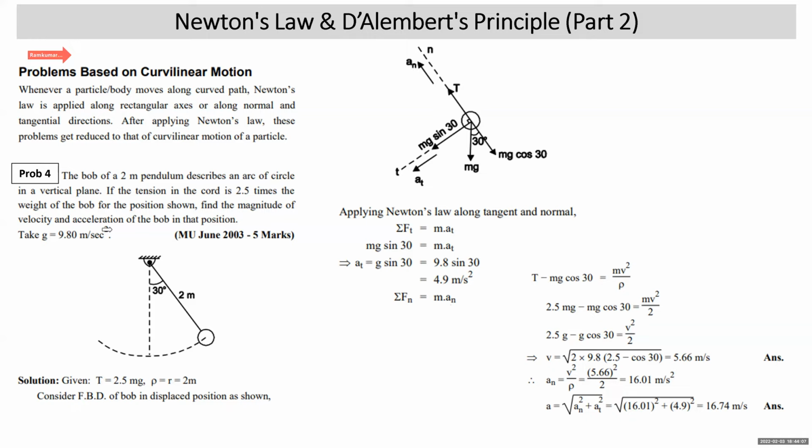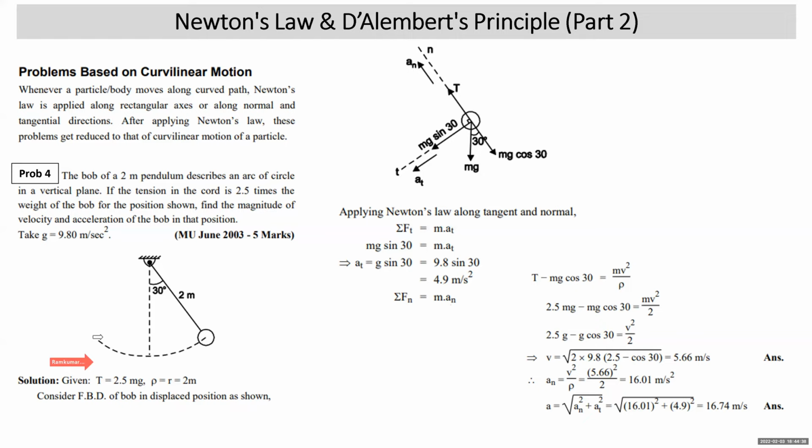The bob of a 2-meter pendulum describes an arc of a circle in a vertical plane. If the tension of the cord is 2.5 times the weight of the bob, that means tension is given to you as 2.5 mg. Find the magnitude of velocity and acceleration of the bob in that position. g is 9.8. Now, you are given it is a simple pendulum. It describes an arc of the circle in a vertical plane. What is shown in the diagram, it's making 30 degrees. This is the length of the string, which is 2 meter. This is a simple pendulum or a bob, right? Given tension is 2.5 mg, the radius of curvature of this path, which is shown as the arc of the circle, is 2 meter.